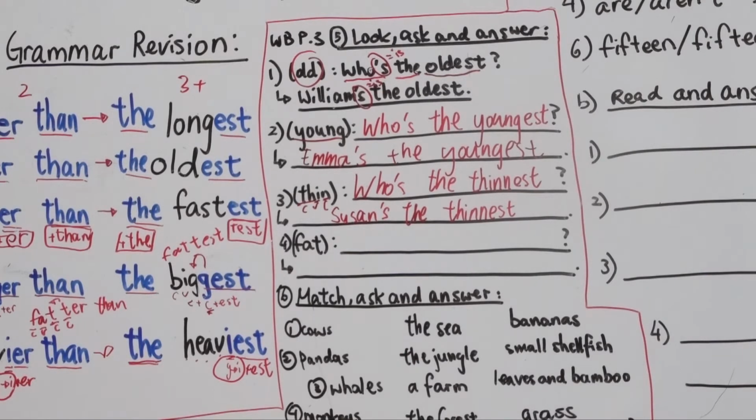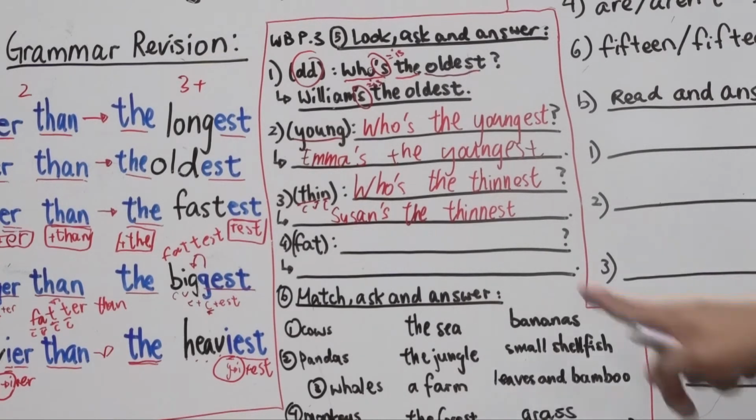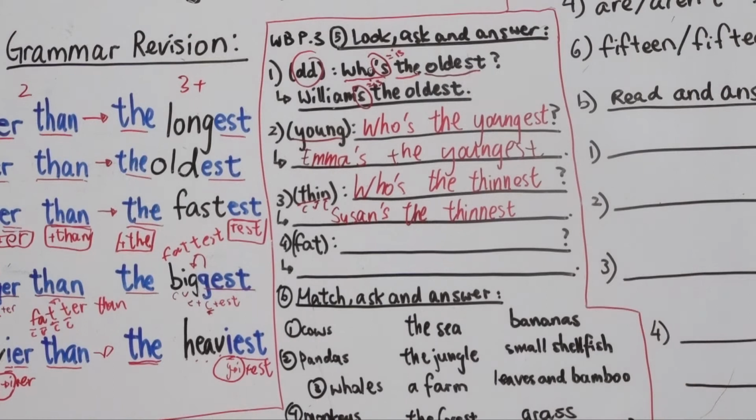Alright, so for question number 4, I will let you do it by yourself. I'll give you 1 minute, right? Very easy. The word is fat. And then make the question, and then answer the question you made. Alright? 1 minute starts now.